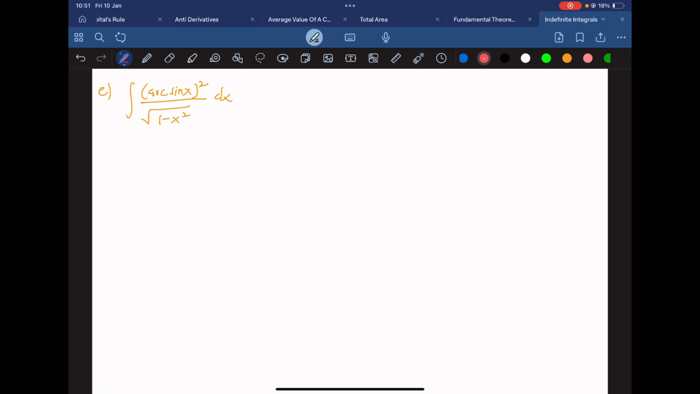Remember, in this case, if I select u to be arc sine of x, right? If I differentiate u with respect to x, remember if we differentiate arc sine, you have 1 over the square root of 1 minus x squared. So dx is just this, square root of 1 minus x squared du. Because if you cross multiply, 1 times dx will give you dx, and this times this will give you this right here.